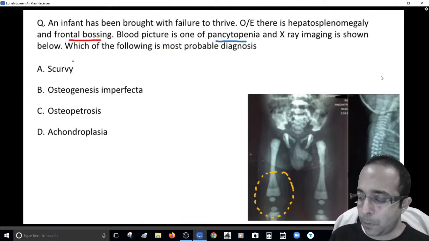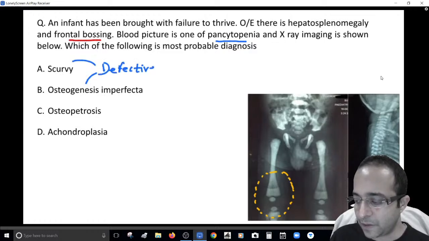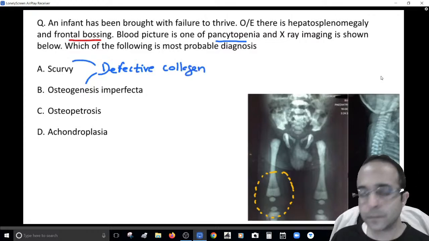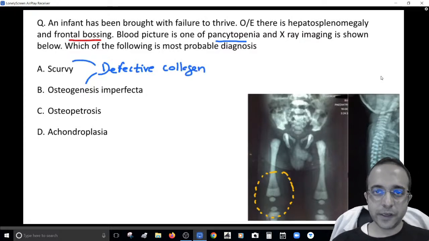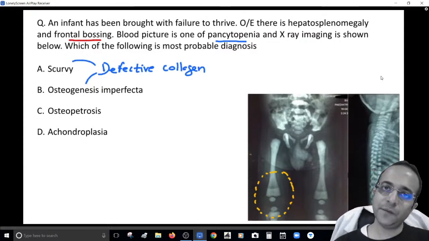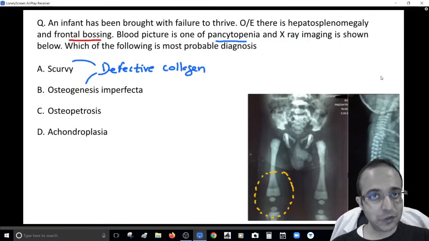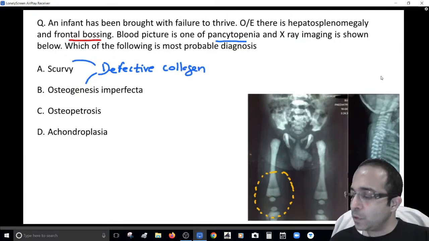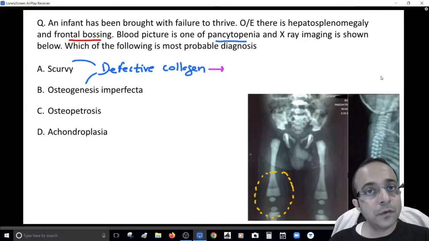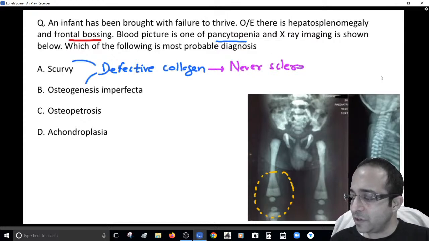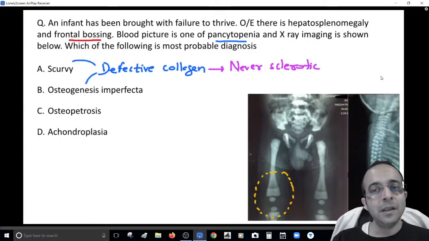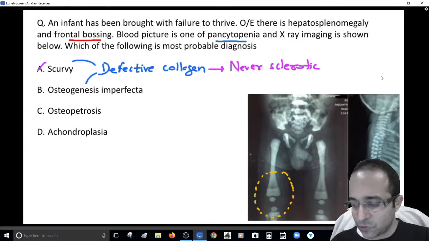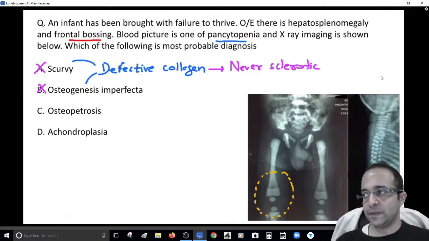See, the problem with scurvy and osteogenesis imperfecta is that there is defective collagen in the body. In osteogenesis imperfecta, there is a genetic defect, while in scurvy, vitamin C deficiency leads to a problem with collagen formation. Now when the collagen is defective, the bones are never going to be sclerotic. They cannot be whitish, rather they will be on the lytic side. So these options are totally out. So in a simple way, I am just between these two choices now.